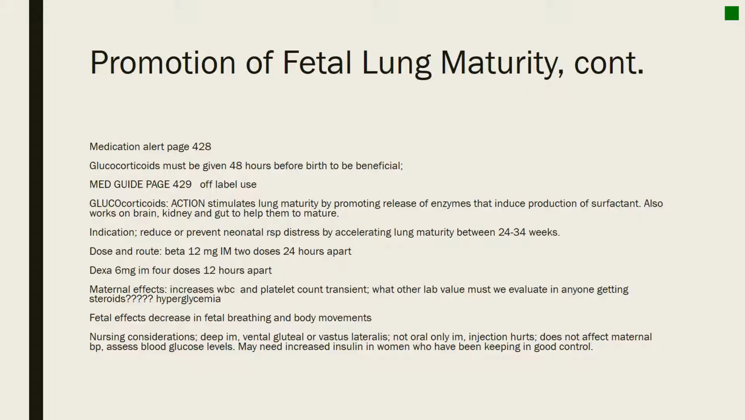There's your action. Stimulates lung maturity by promoting the release of enzymes and inducing production of surfactant. But it also works on the brain, kidneys, and the gut to help them mature as well. The indications: prevent neonatal respiratory distress by accelerating lung maturity. Doses and routes. Take a look at those. Maternal effects. What is the main thing that we want to look at? Anybody getting steroids. Hyperglycemia. Yes. Fetal effects. Decrease in fetal breathing movements and body movements. That's usually transient.